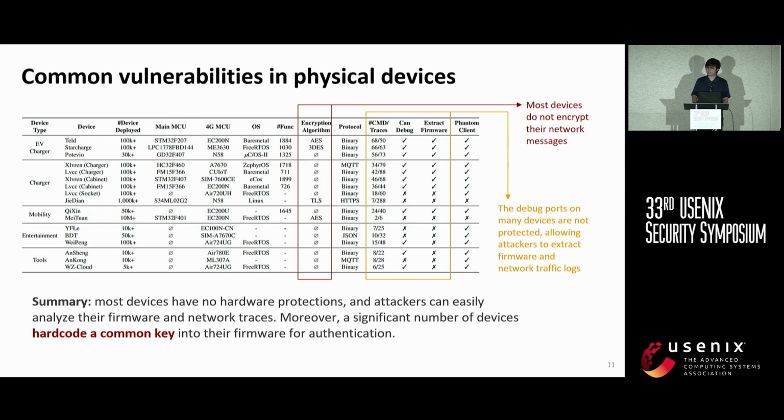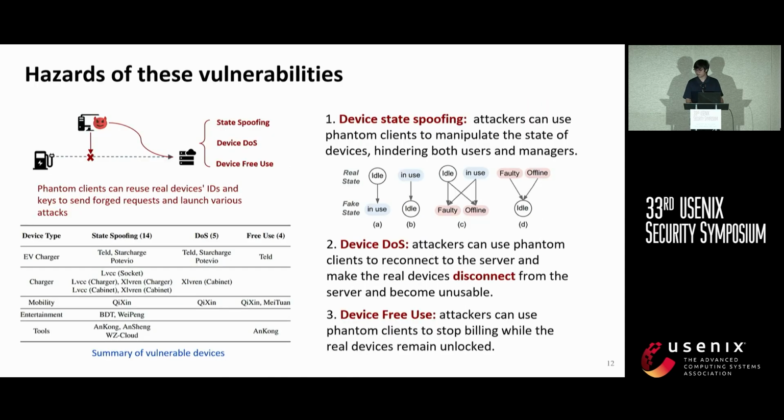Our analysis revealed that these devices share common vulnerabilities. Most devices lack hardware protection, making it easy for attackers to analyze their firmware and the network traffic. In addition, a significant number of devices have a common authentication key hard-coded in their firmware, which is a critical security risk. Attackers can use phantom clients to impersonate real devices and connect to the server if they know the device ID and the encryption keys. First, they can spoof the device state by manipulating the health reports sent to the server, making functional devices appear faulty and triggering unnecessary maintenance trips that can disrupt the rental service.